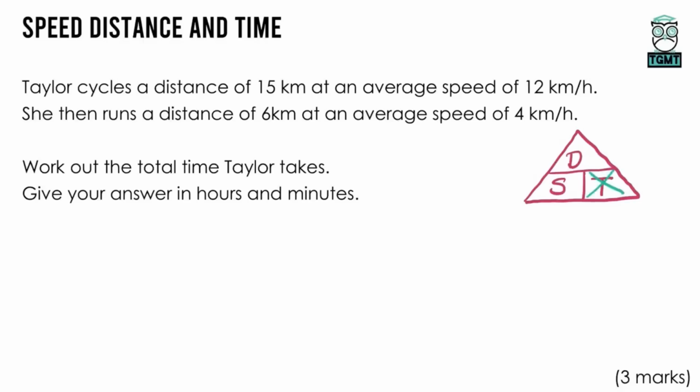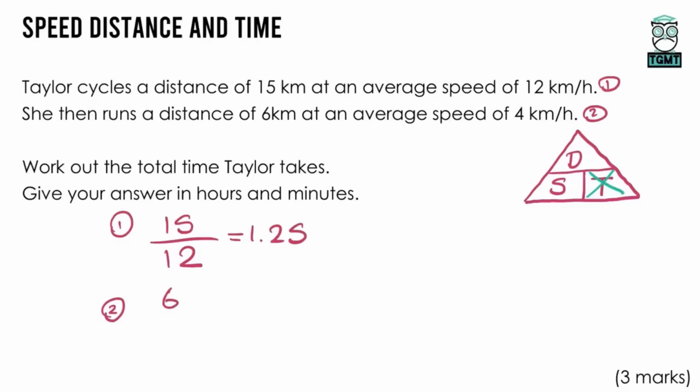So here, in the first instance, let's label this number 1 for this first one, and then we'll deal with number 2. So for number 1, we have a distance of 15 and a speed of 12. And if we do 15 divided by 12, we get 1.25. And we'll come back to that in just a moment. For the second part of the journey, we have a distance of 6 and a speed of 4. And if we work that out, 6 divided by 4 gives us 1.5.